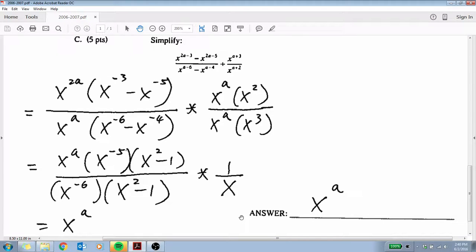Here we're trying to simplify this expression given to us. And before I begin, first let me just say that the answer is actually incorrect. This should actually say negative x to the a power. Okay, with that being said, let's begin.